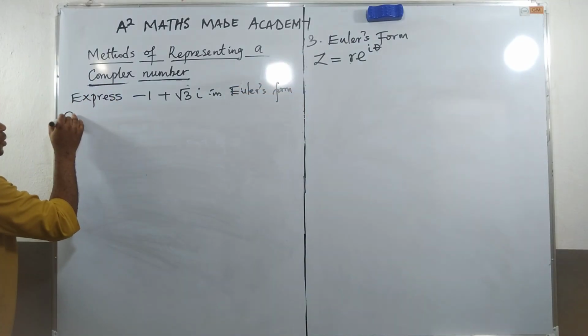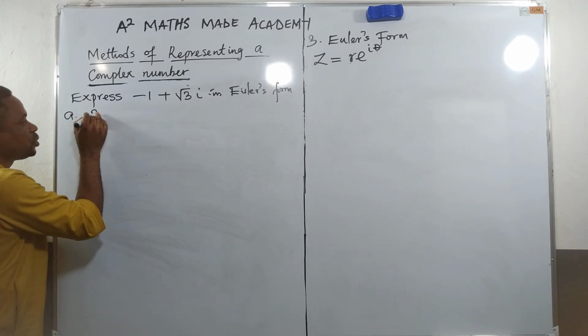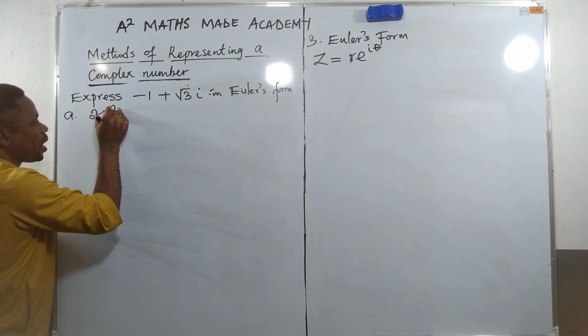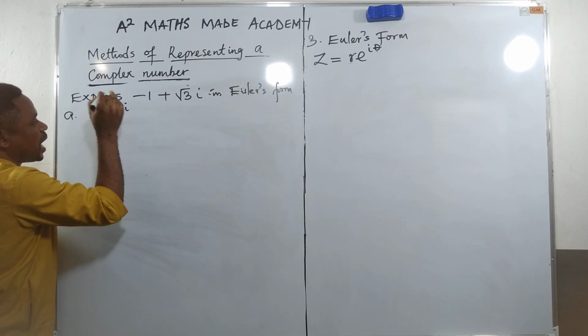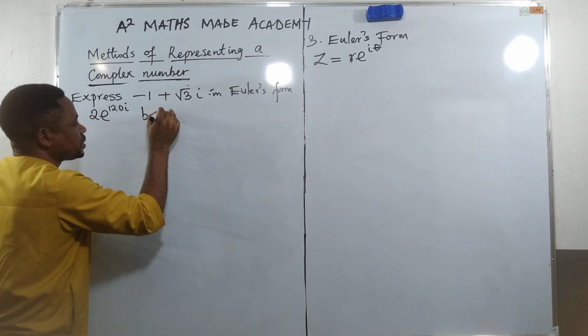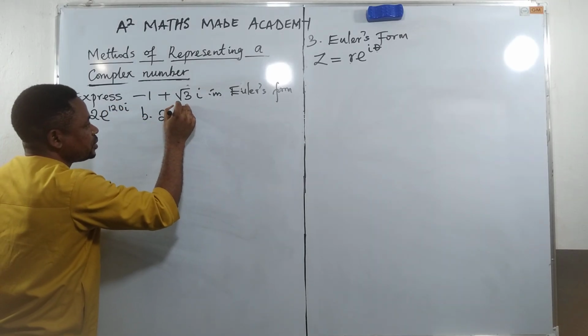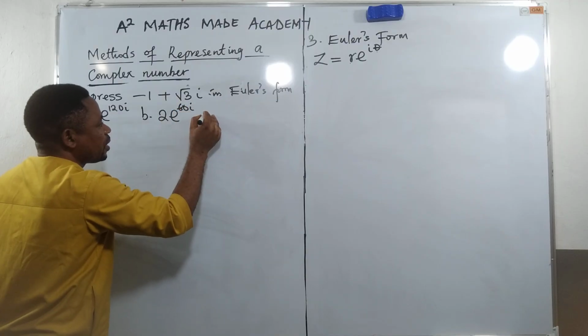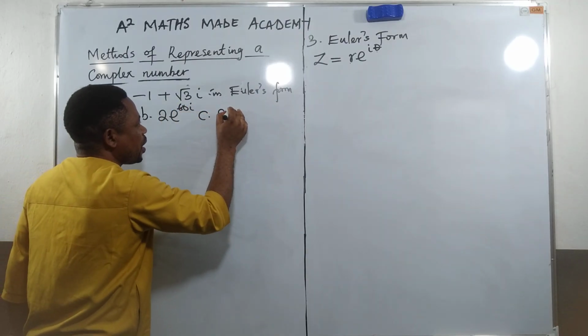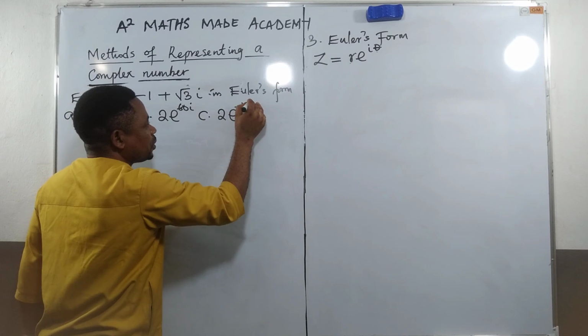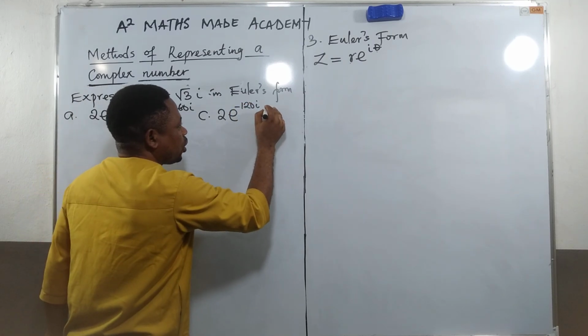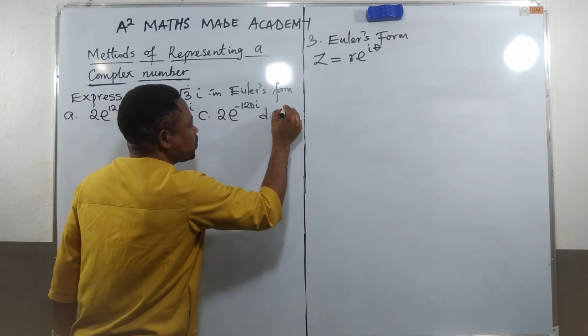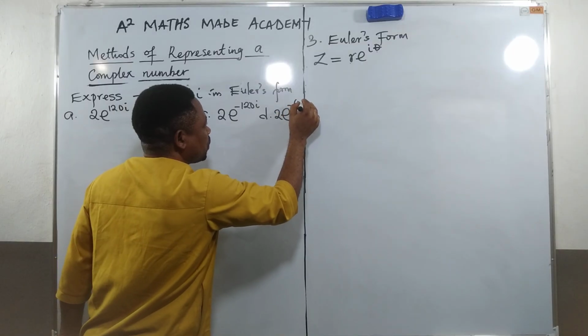Now, what are the options? Option A says 2 exponential 120 degrees i. Option B says 2 exponential 60 degrees i. Option C says 2 exponential minus 120 degrees i. Then option D says 2 exponential minus 60 degrees i.